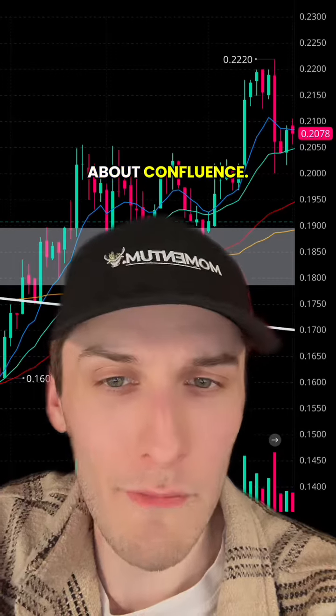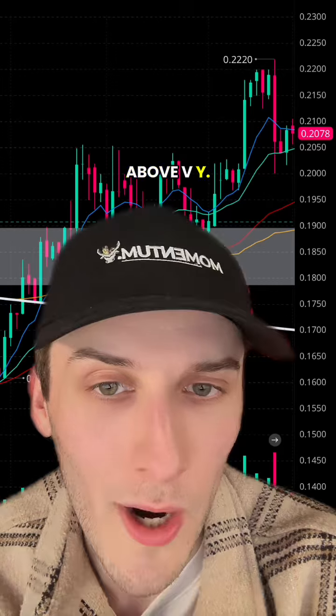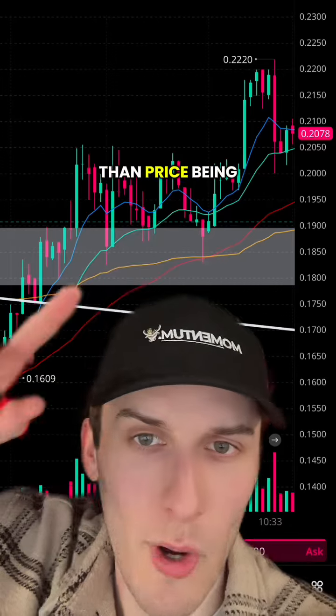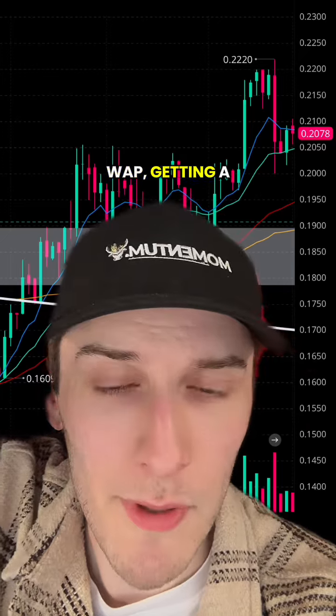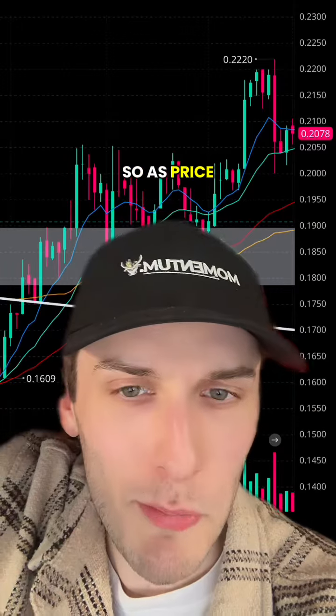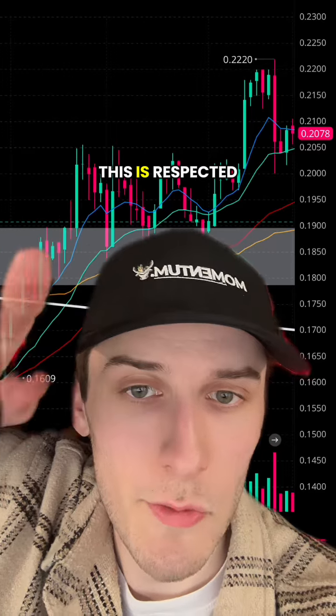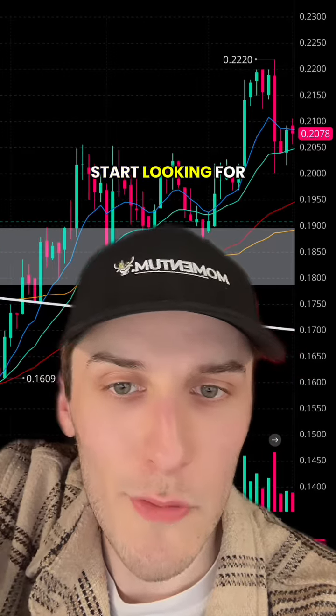So now it's all about confluence. I need the 9 EMA to be above the 20 EMA, and I need price to be above VWAP. Well, this couldn't look any better then. Price being above VWAP, tight above VWAP, giving it perfect risk to reward, and of course the 9 EMA above the 20 EMA. So as price pulls back and confirms, you see it pulls back and buyers step in here. I know now this is respected as an area of demand. That's where I start looking for the next pullback.